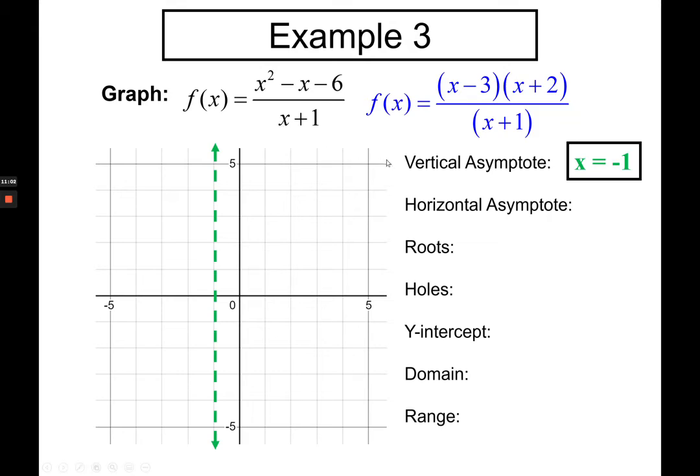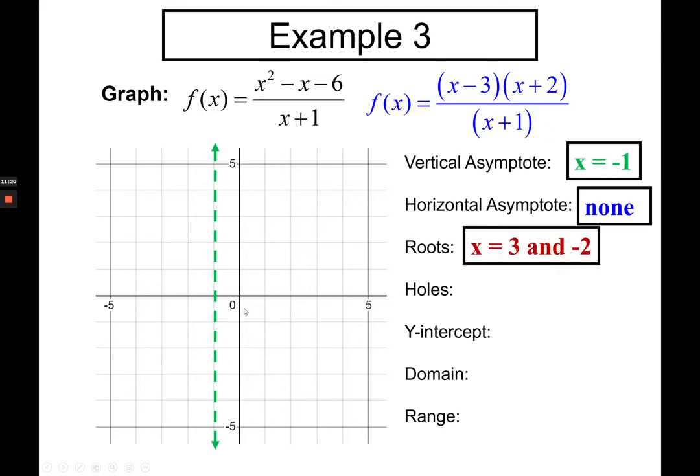Horizontal asymptote is based on your degrees, 2 over 1. Since the degree on the numerator is higher than the denominator, there is no horizontal asymptote. Okay, it means there is no horizontal inclination. Roots are based on the numerators. You just equate the factors to 0. So your first root is +3, second root is -2. And so you have 3 and -2. That is where the curve will intersect on the x-axis.